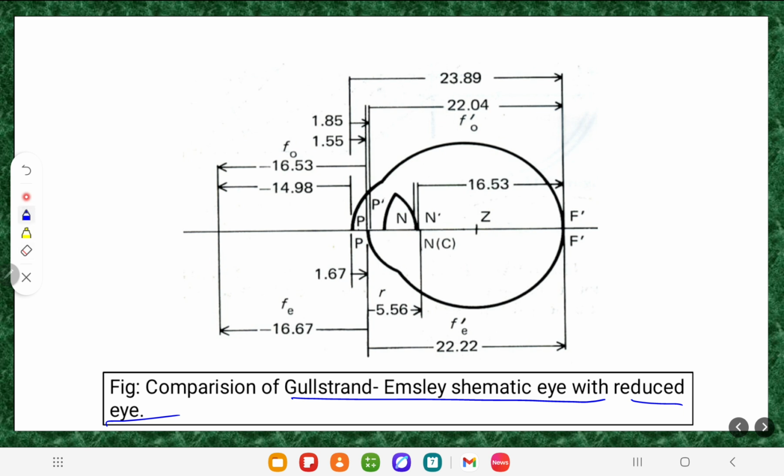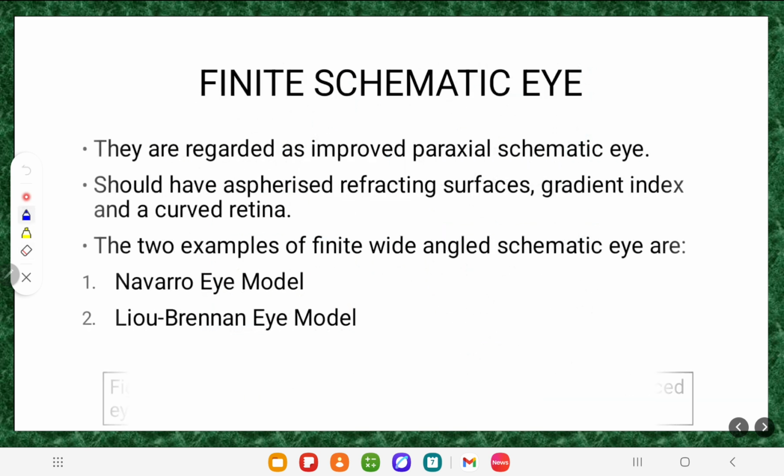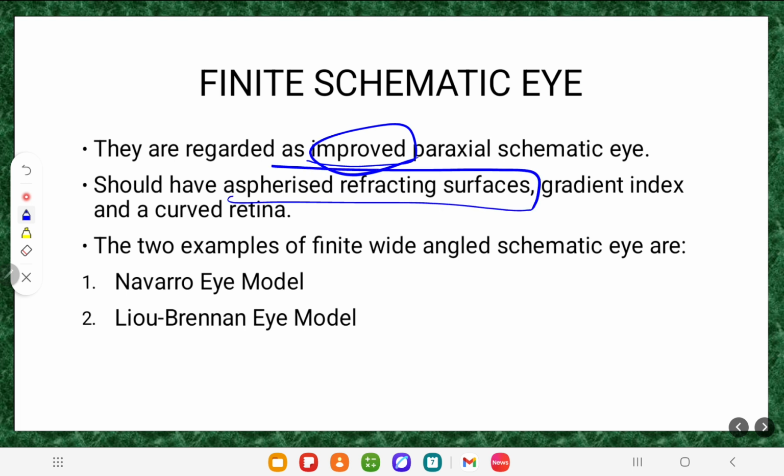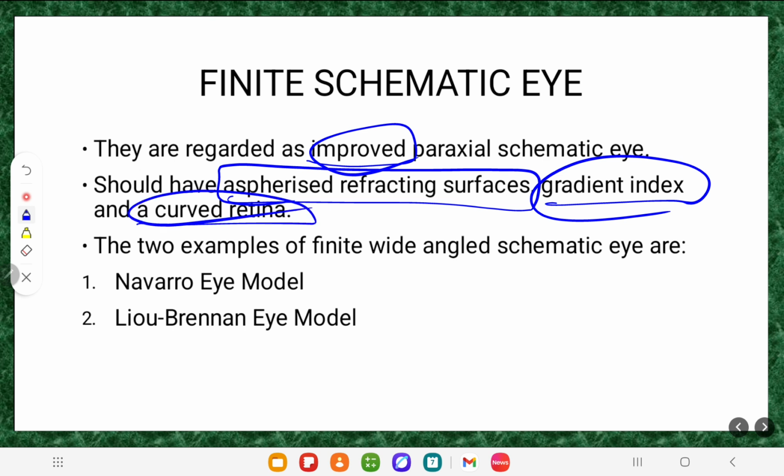And when we compare things, the finite schematic eye, which is a modern concept, is regarded as an improved paraxial schematic eye, because I'll tell you why it is improved. It has aspherized surfaces. Primarily we used spherical surfaces, now they are aspherized surfaces, and the refractive index is a gradient, that changes in refractive index, and a curved retina. We say the retina too is curved, and all these things.